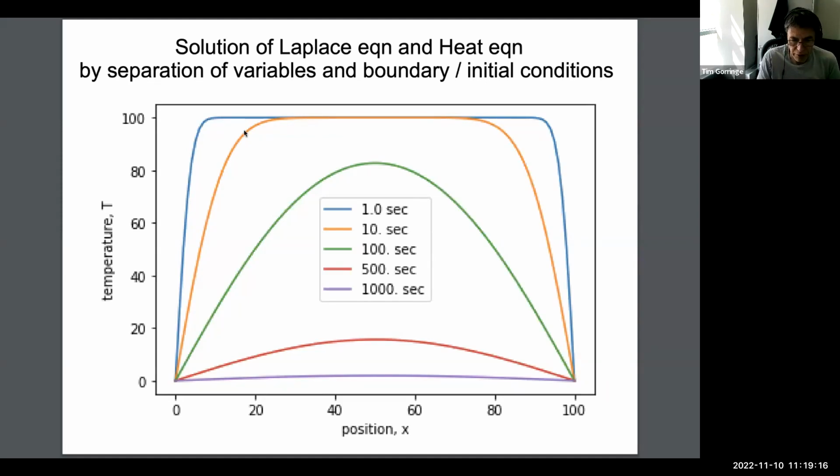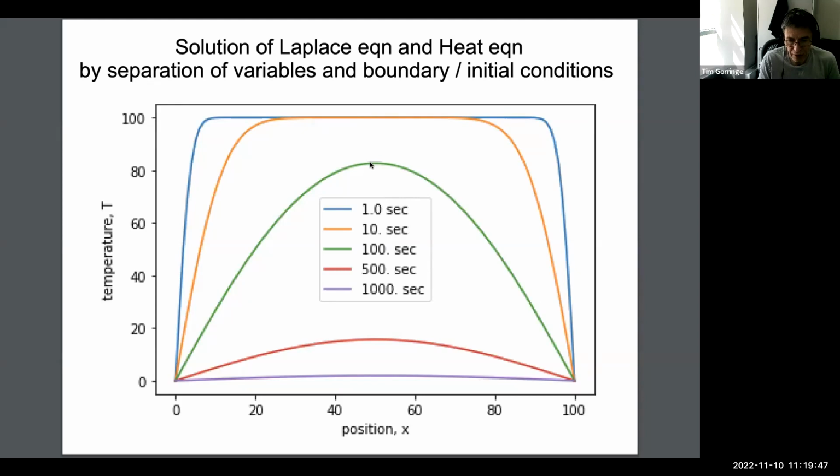As time goes on, after 10 seconds here in orange, more heat has flowed out of the left and right hand ends of the steel bar. The fact that the bar is immersed in cold water has been communicated deeper into the steel bar. And so you see a greater region of cooling on the left, a greater region of cooling on the right, but still in the center, if you're living in the center, you don't know that you're in the cold water yet.